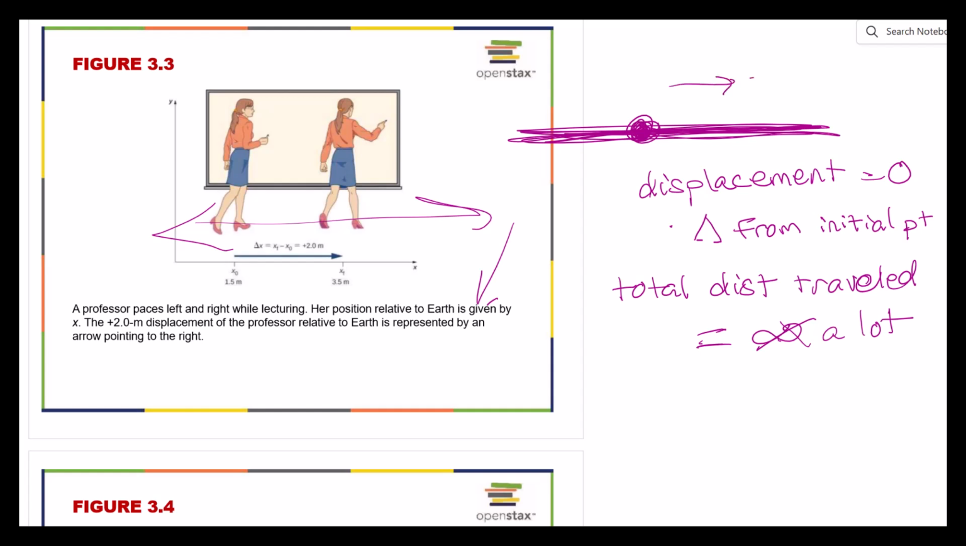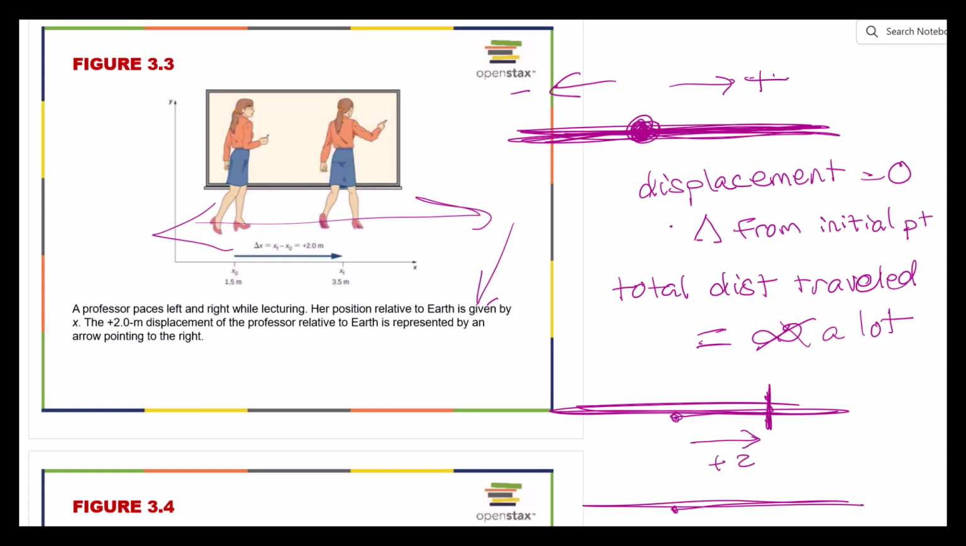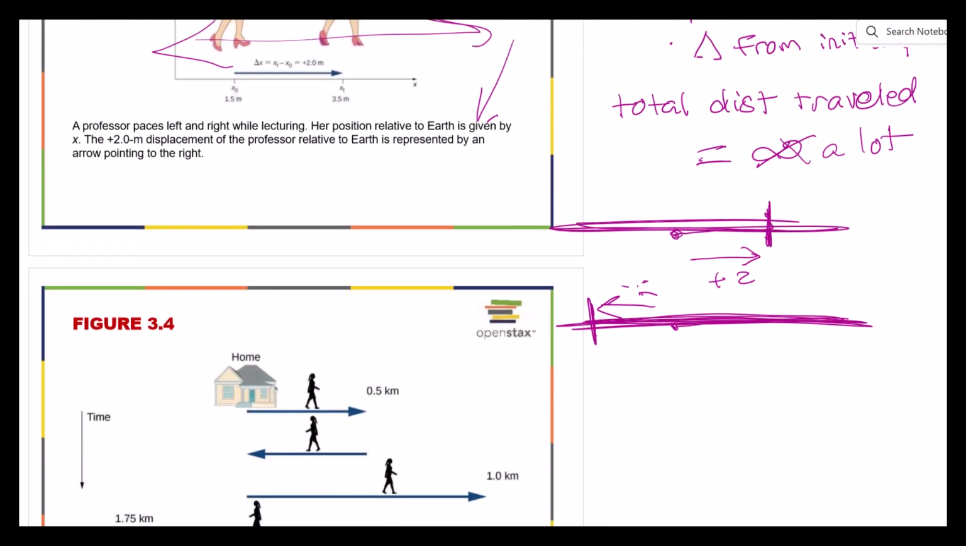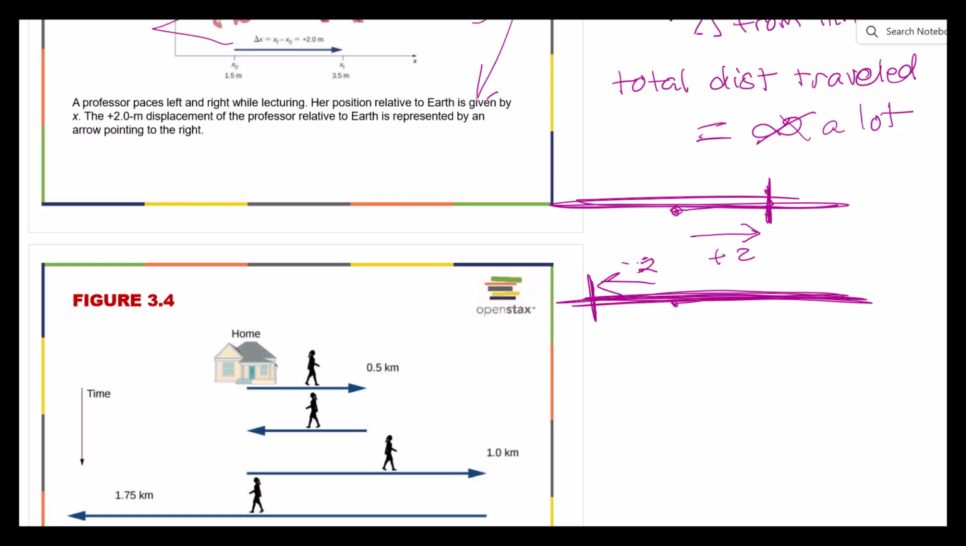And this direction is always positive, and this direction is always negative. So if I start here and I end up here, then I've gone plus, say, 2. If I start here and I end up here, then my total displacement is minus 2. Okay, makes sense? So that's displacement versus distance traveled.